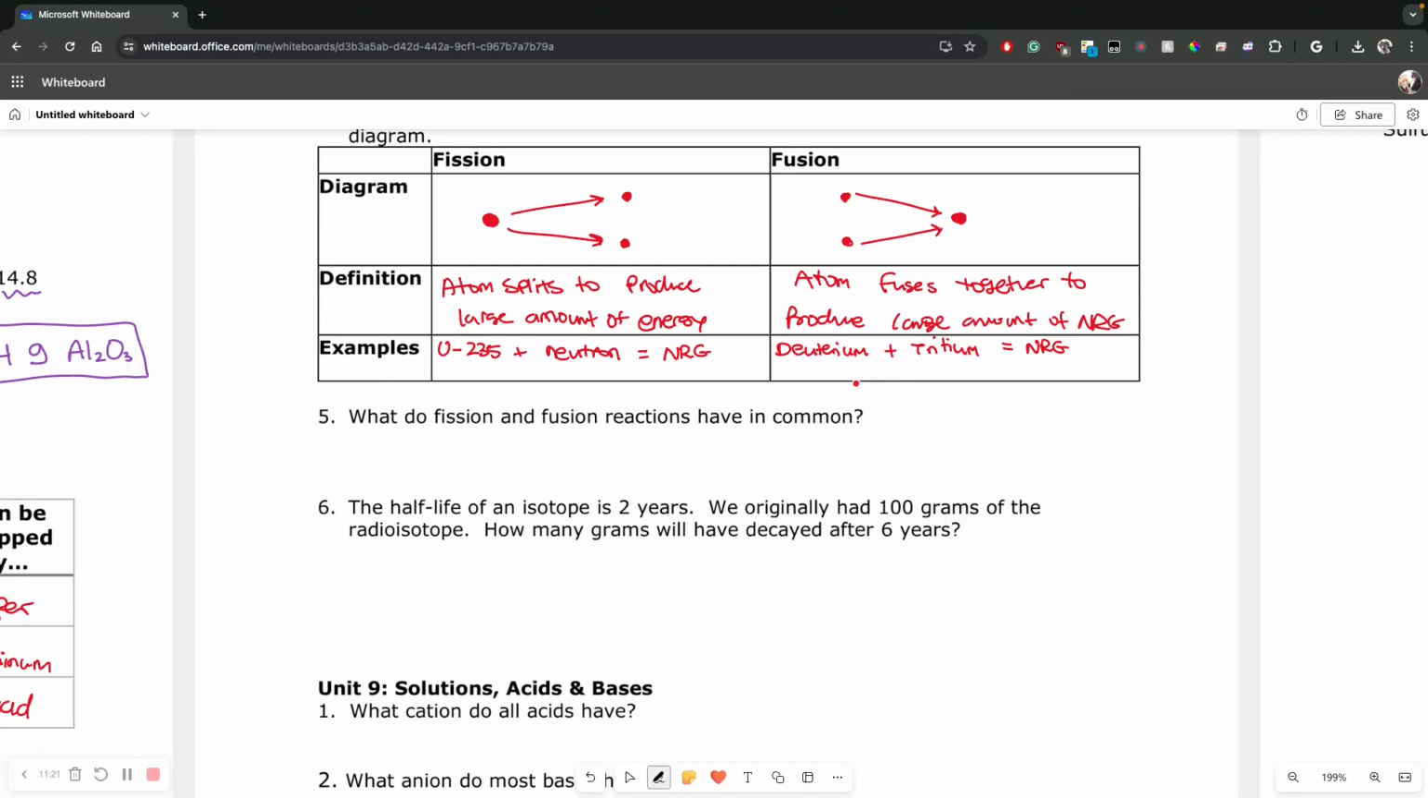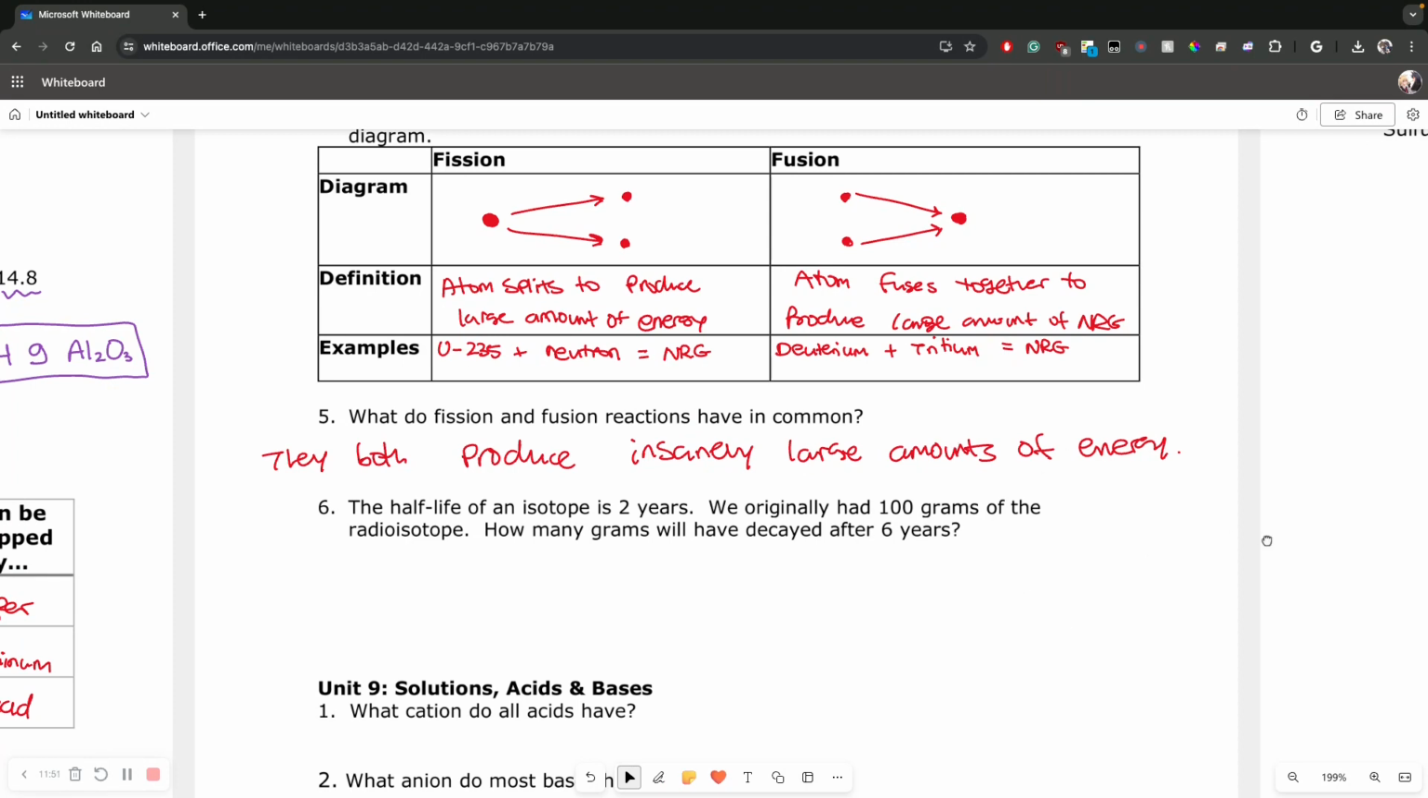All right, question 5 says, what do fission and fusion reactions have in common? Well, the major thing that they have in common is they both produce insanely large amounts of energy. And that's a major commonality of fission and fusion.